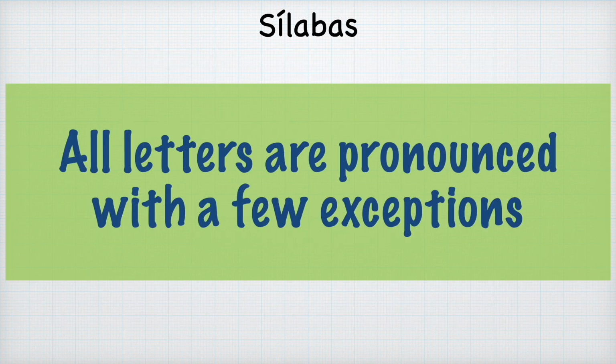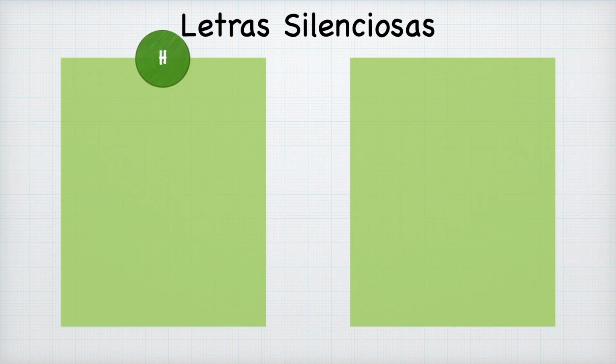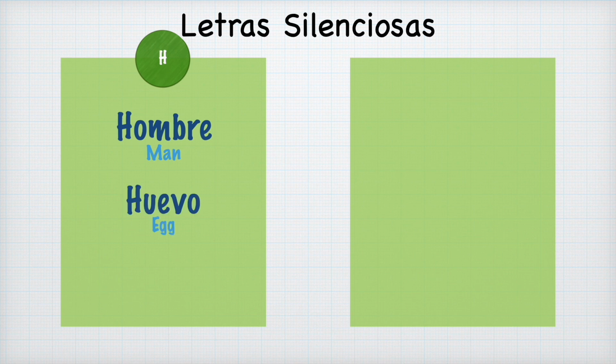In Spanish, they're called sílabas. This will help you understand how the words are pronounced. In Spanish, all letters are pronounced with a few exceptions. The silent letter in Spanish is the letter H. For example, hombre, huevo, búho. The H doesn't make a sound. It's just the vowel sound.